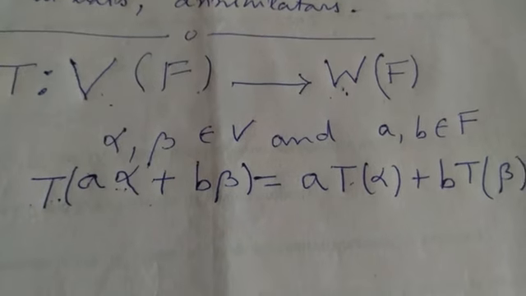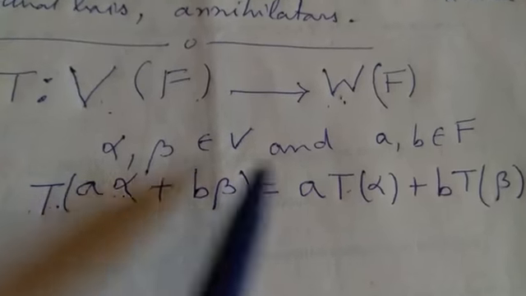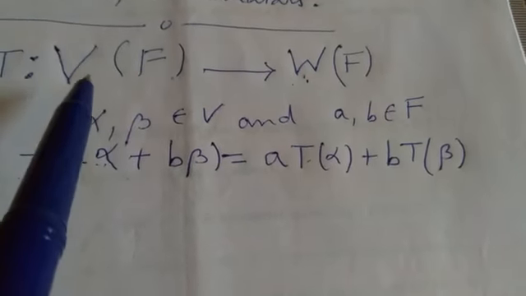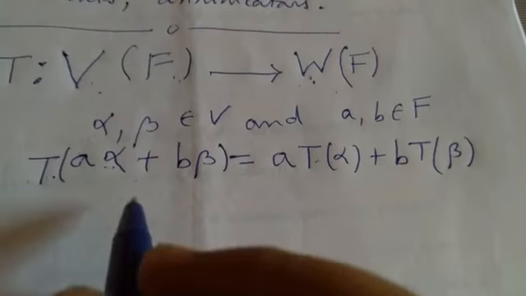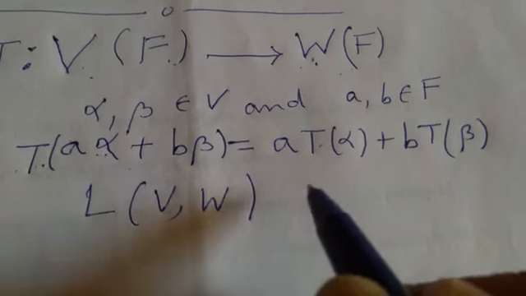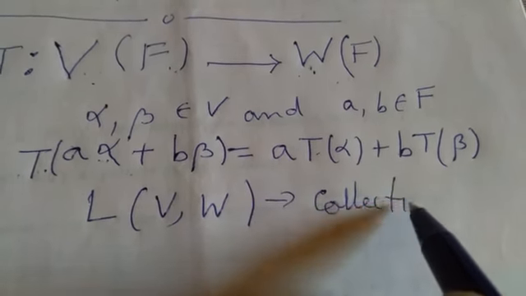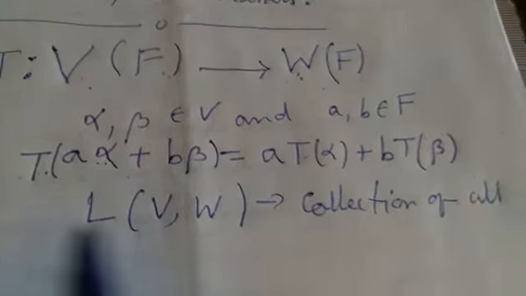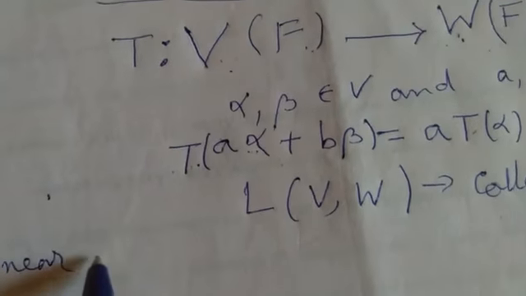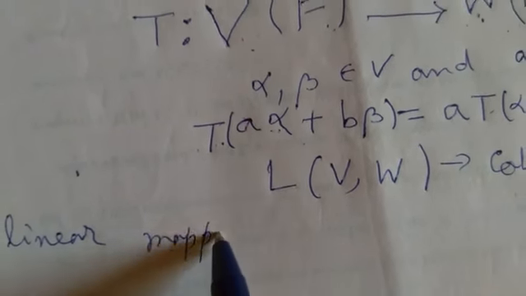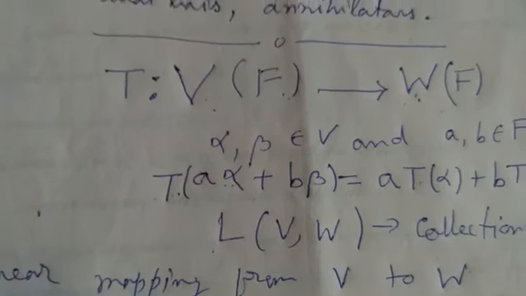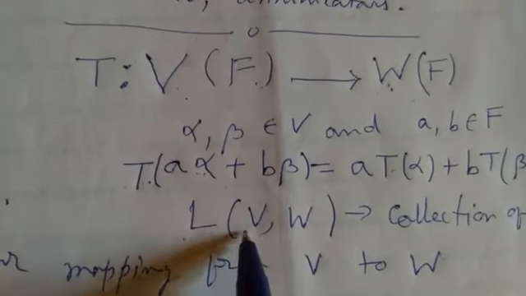Now, this linear mapping is often called a homomorphism from vector space V to W. Suppose we are given two vector spaces V and W over the same field F. Let L(V, W) be the collection of all linear mappings from V to W, this set. Obviously, this is non-empty.